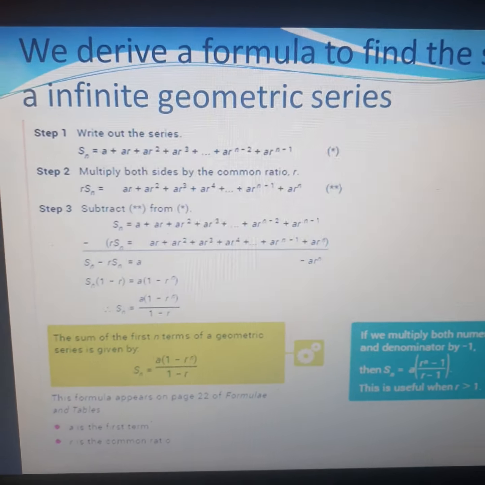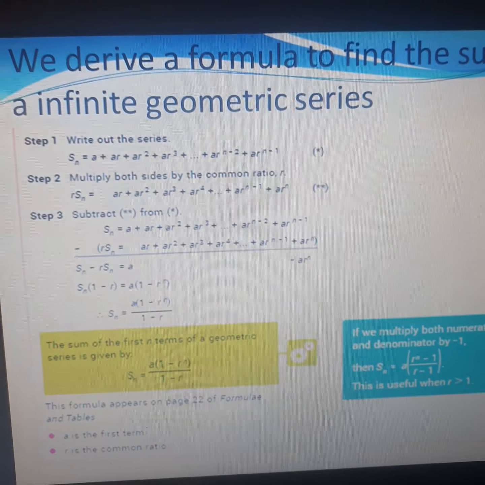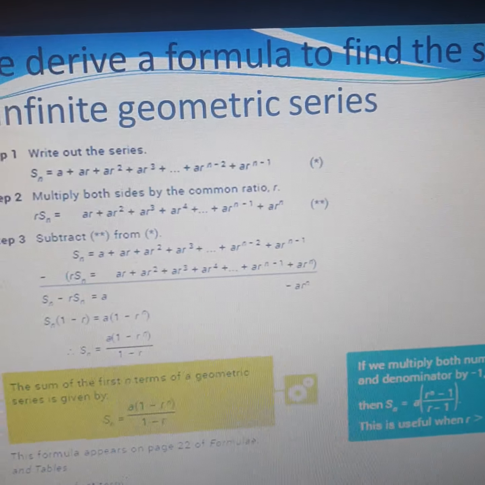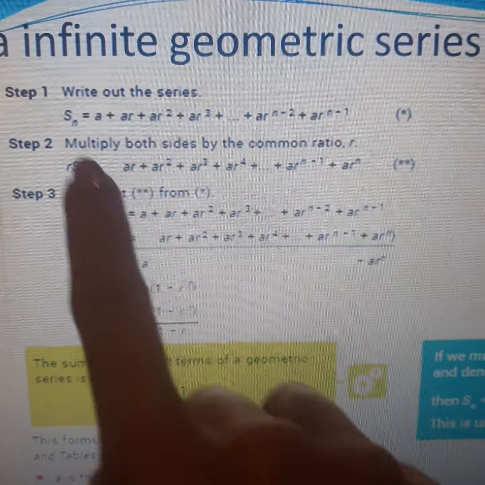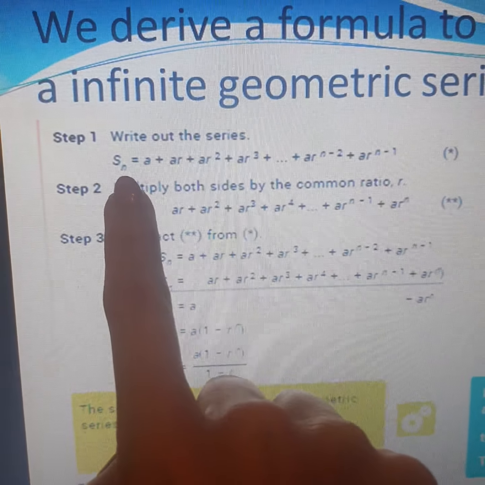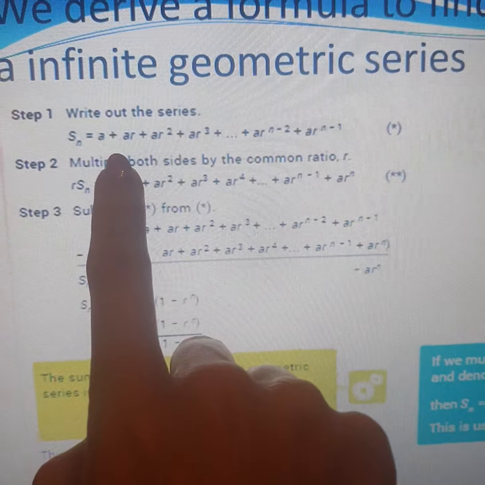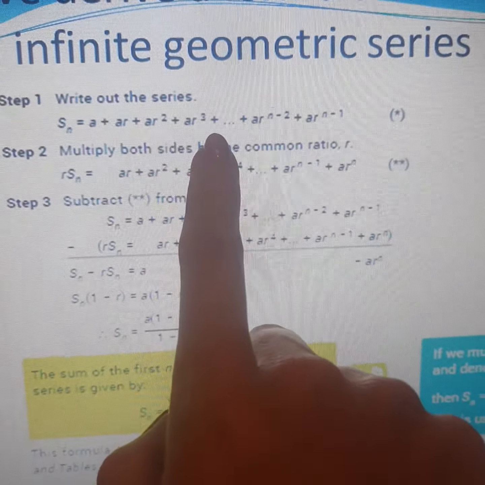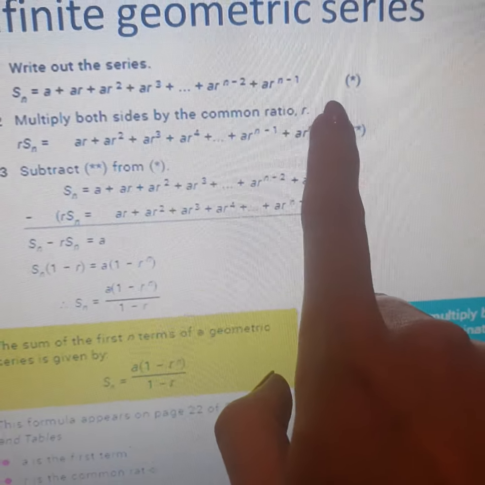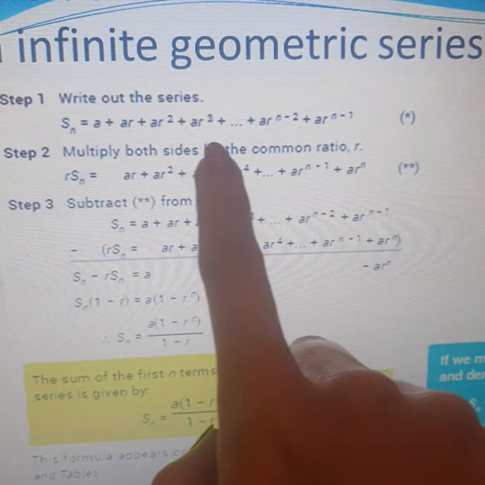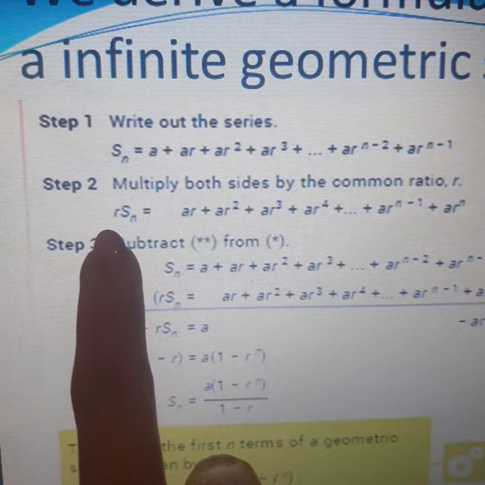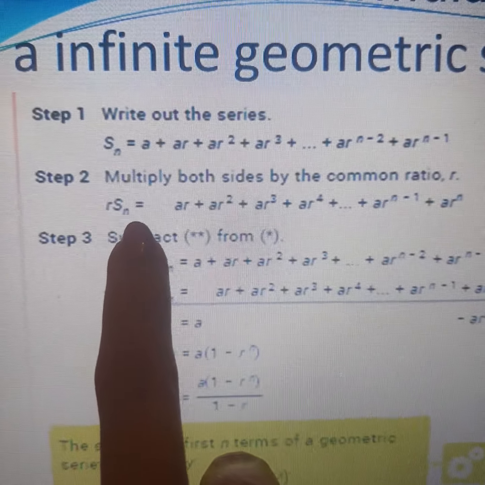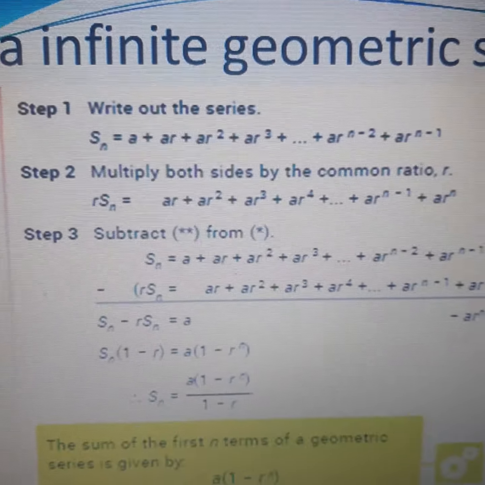Okay, so this is the derivation for the formula for the sum of a geometric series. Now, you don't need to know this, but it's just showing you how they come up with it. So write out the series. The sum would be first term A plus AR plus AR squared plus AR cubed plus dot dot dot all the way on to AR to the power of n minus 1. Now, say we're multiplying both sides by the common ratio. So basically you're multiplying R by Sn, so everything gets multiplied by R.